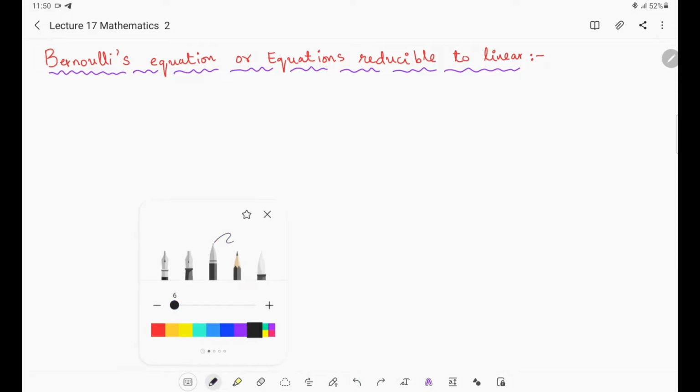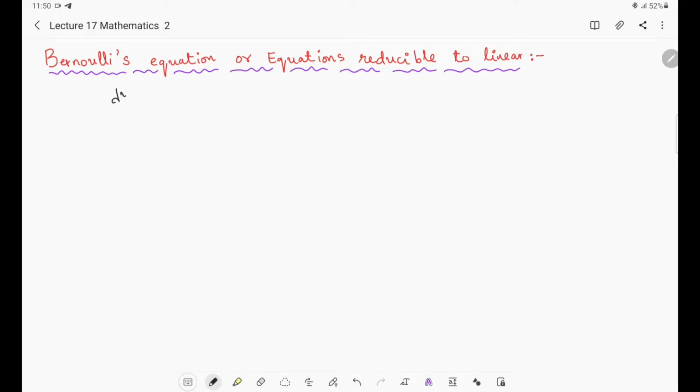something like this: dy by dx plus p of x into y equals q of x into y power n, right? If this y power n is not there, then the equation is dy by dx plus p of x into y equals q of x. That is a linear differential equation of first order. Because of this y power n, the equation becomes nonlinear.